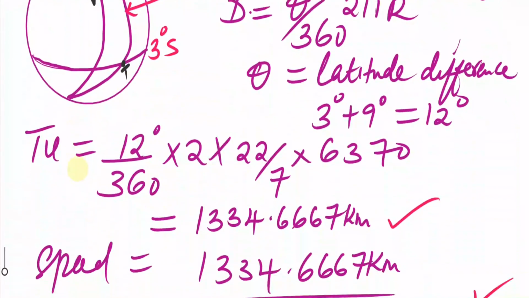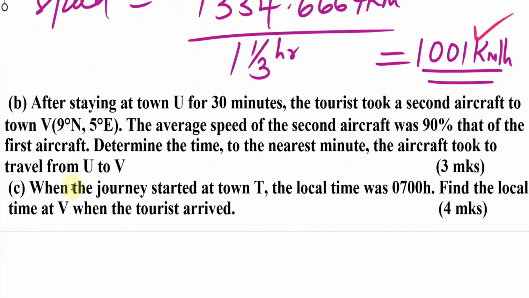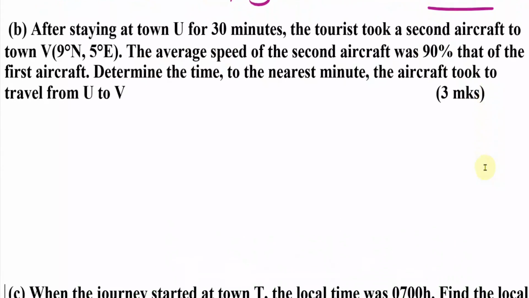Let's go to the second part of the question. After staying at town U for 30 minutes, the tourists took a second aircraft to town V, 9 degrees north, 5 degrees east. The average speed of the second aircraft was 90% that of the first aircraft. Determine the time, to the nearest minute, the aircraft took to travel from U to V. So we need to get that time.